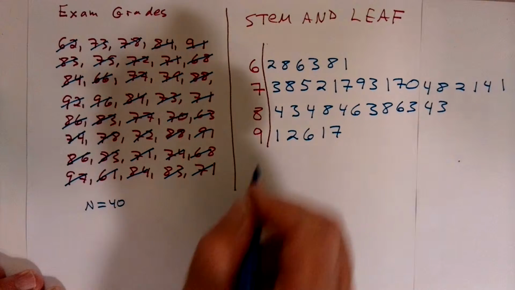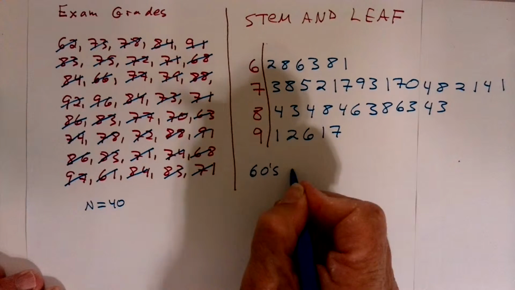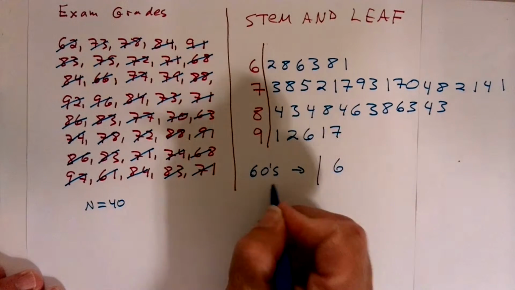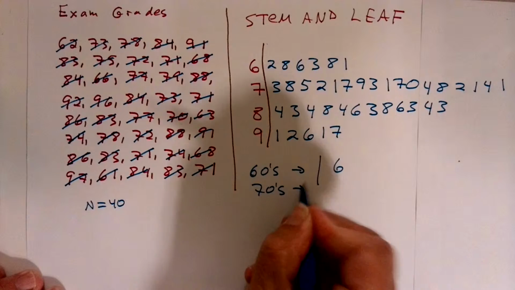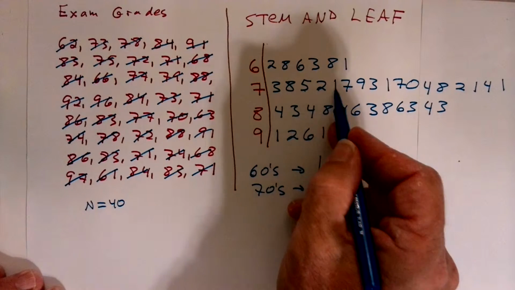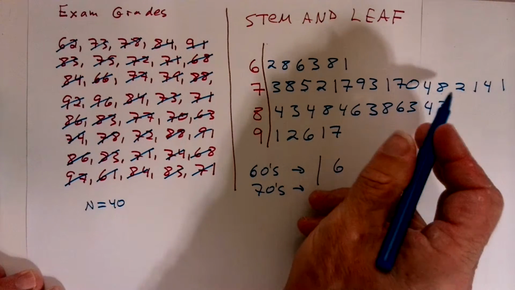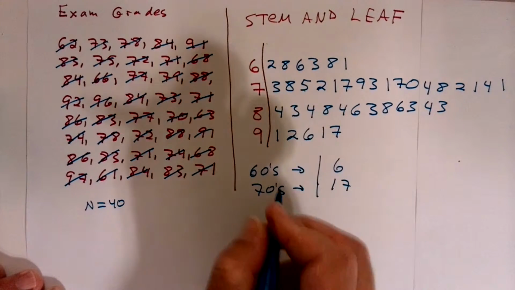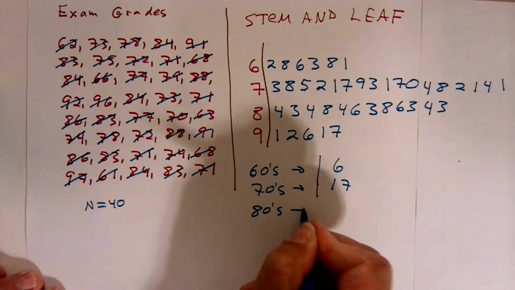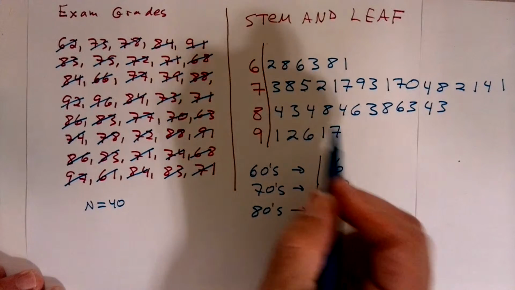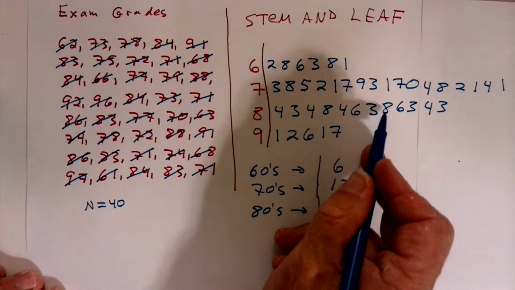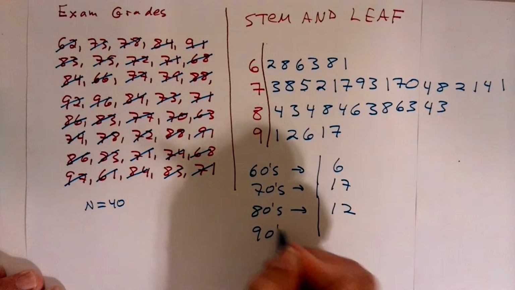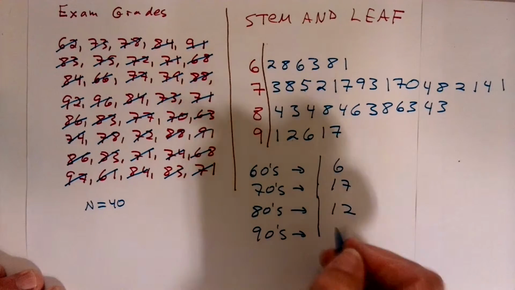In my first column, in my 60s, I have 1, 2, 3, 4, 5, 6. In the 70s, a whole bunch. 1, 2, 3, 4, 5, 6, 7, 8, 9, 10, 11, 12, 13, 14, 15, 16, 17. In the 80s, what do we have? 1, 2, 3, 4, 5, 6, 7, 8, 9, 10, 11, 12. And in the 90s, we have 1, 2, 3, 4, 5.